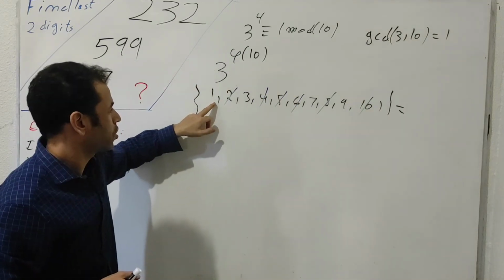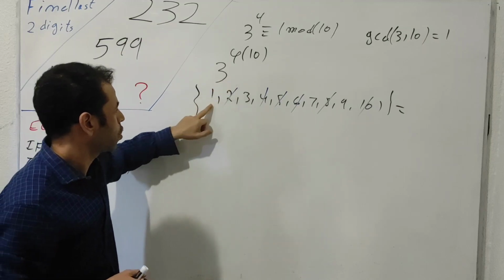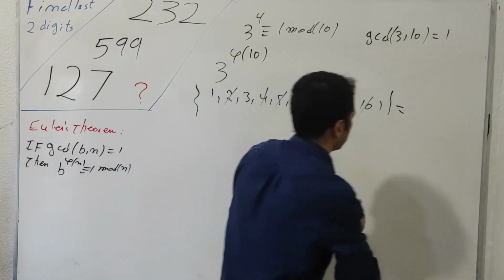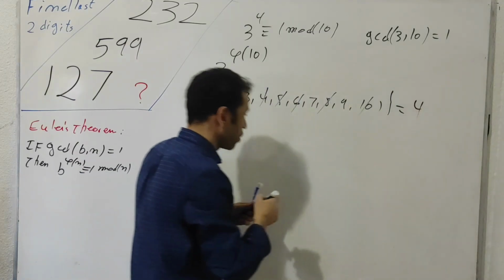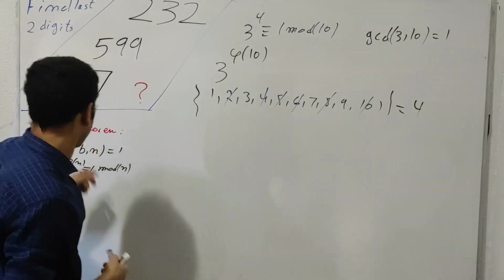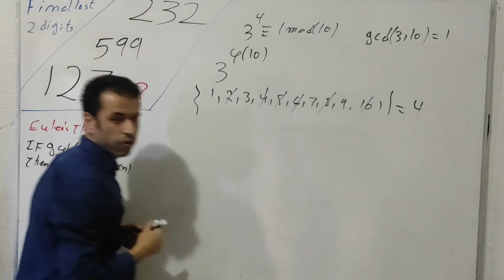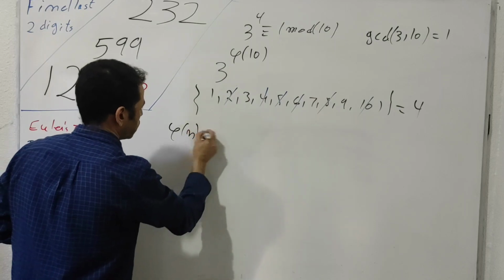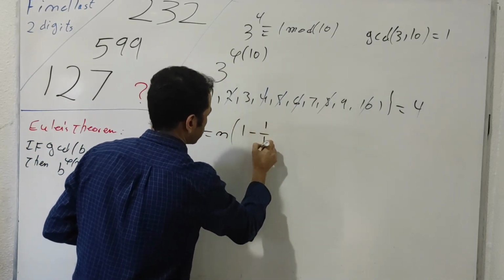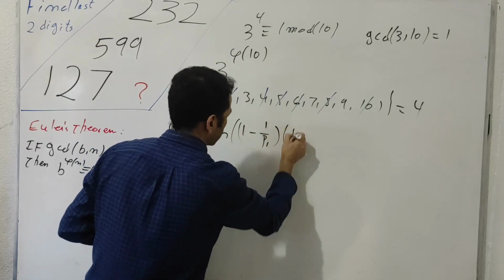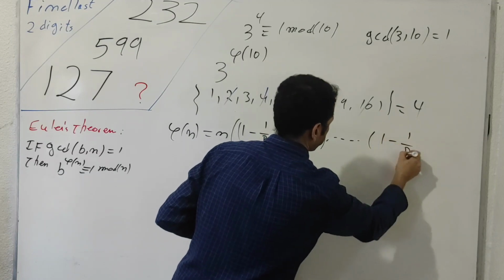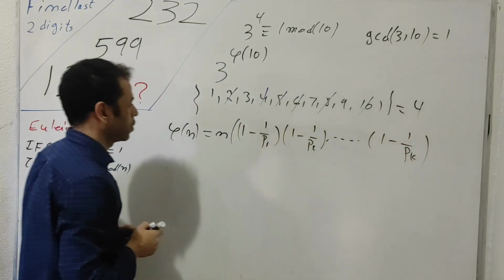How many numbers are relatively prime to 10? I have 1, 2, 3, 4. So the size of this set is 4. I'm going to calculate this in a different way by using the Euler formula. The general formula is phi of n equals n multiplied by 1 minus 1 over p1, times 1 minus 1 over p2, and all the way down to 1 minus 1 over pk.